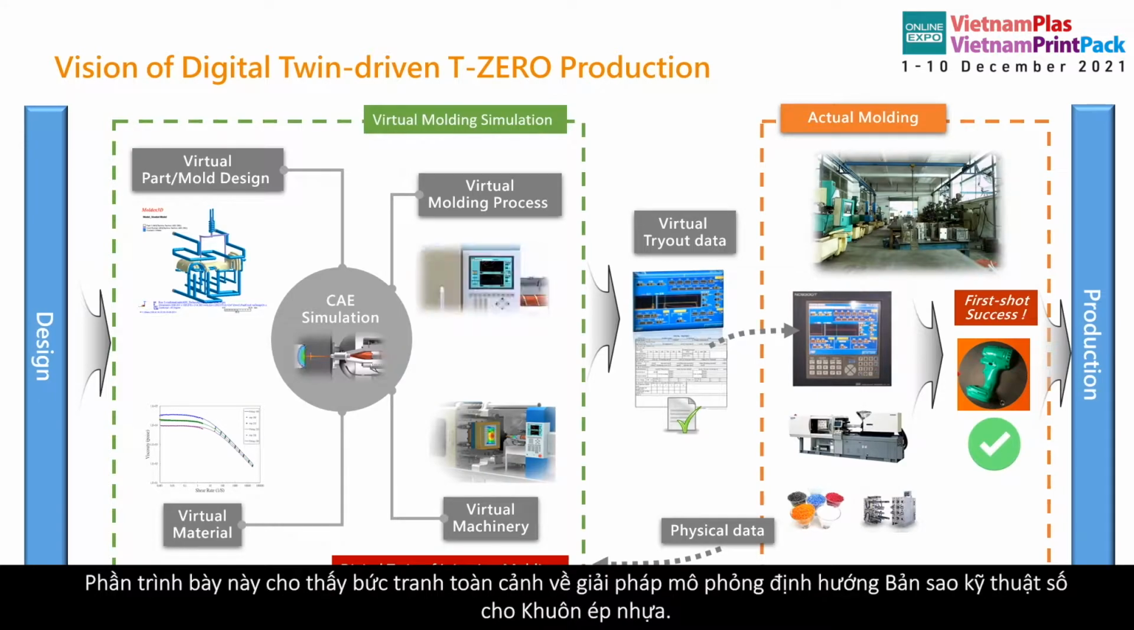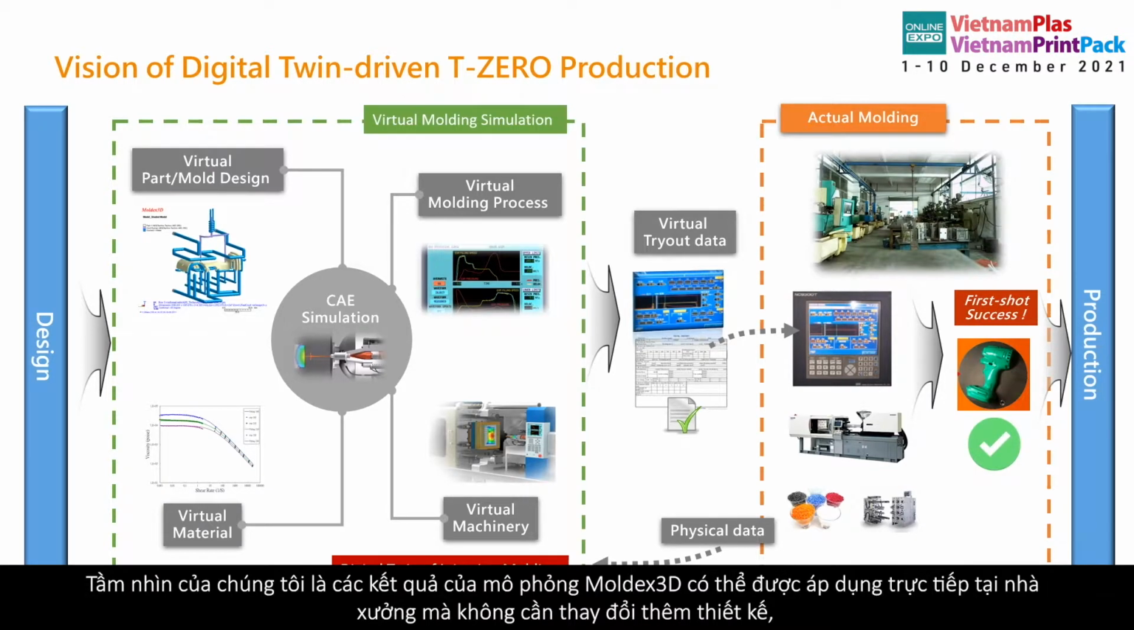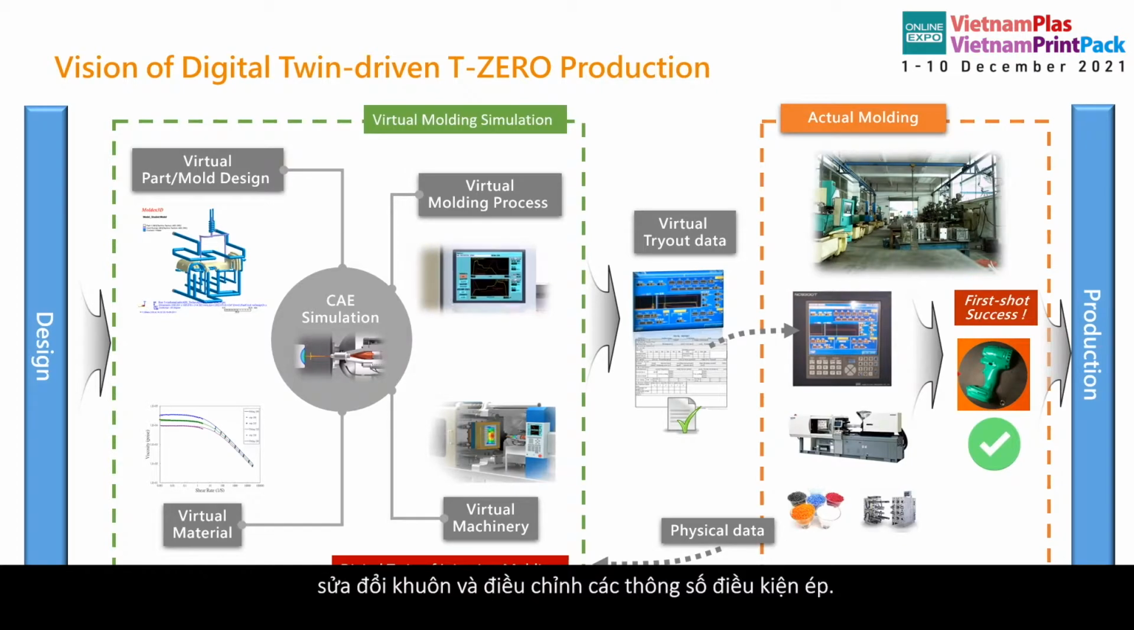This slide shows the whole picture of the digital twin-driven simulation solution for injection molding. The meaning of T0 is the first shot success, which means the first tryout achieved the criteria of production. Our vision is that the results of the Model 3D simulation can be directly applied on the shop floor without extra design change, mold modification, and process parameter adjustment.